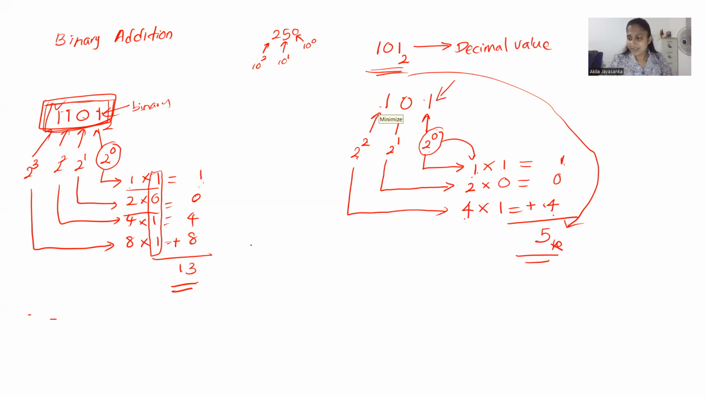That's why we use these values in these places. 2 to the power 0 place has 1, so we multiply 1 by 1. In the 2 to the power 1 place we have 0, and 2 to the power 1 value is 2, so we multiply this value by this value. After that, we add these final values and get the decimal value.